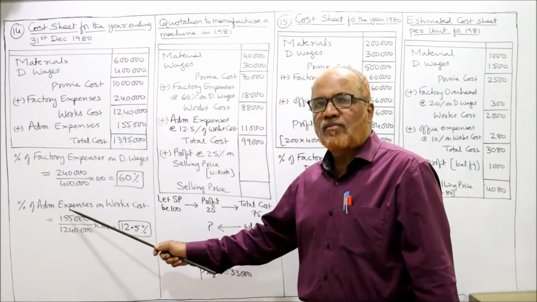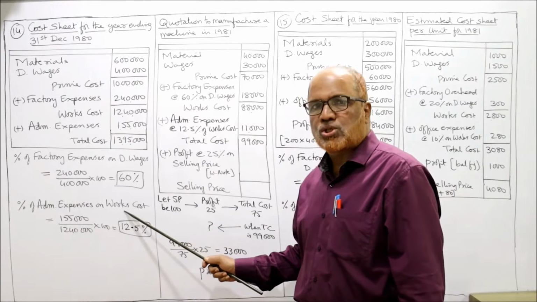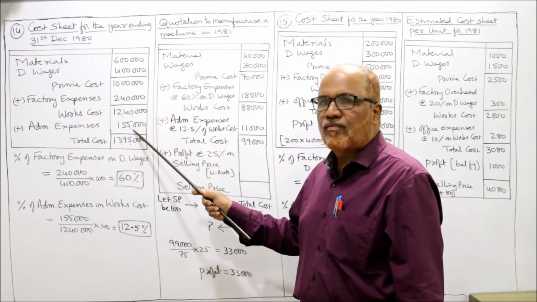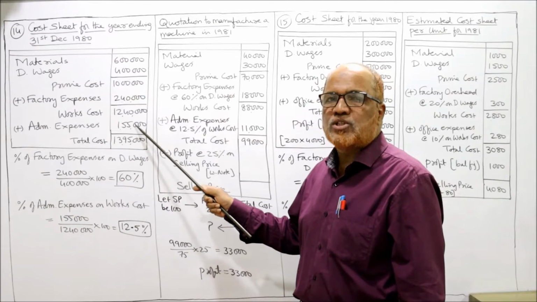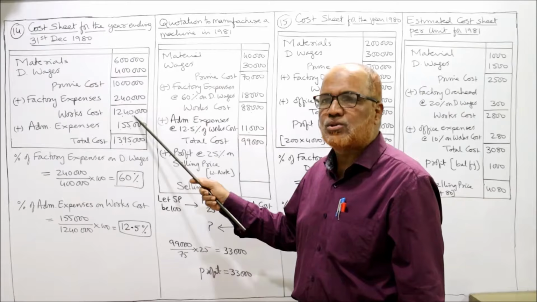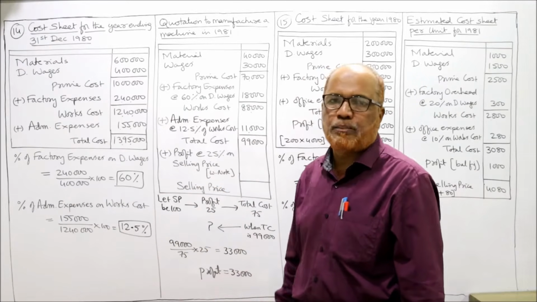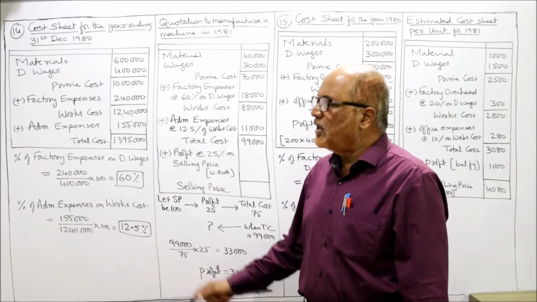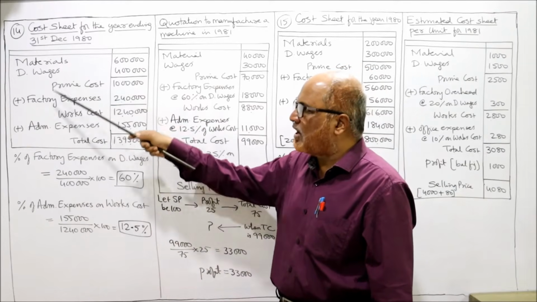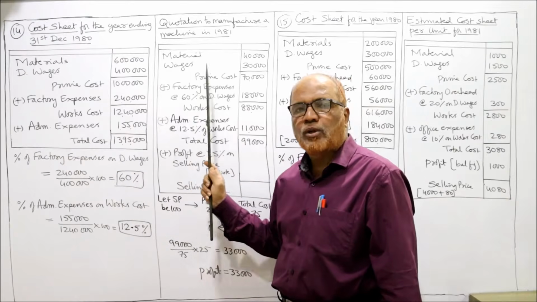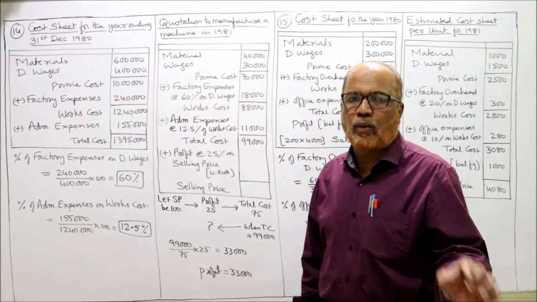Similarly, percentage of administration expenses on works cost. How much are the administration expenses? 1,55,000. How much works cost? 12,40,000. So 1,55,000 divided by 12,40,000 into 100, 12.5%. That's all. So in order to calculate these two percentages, we have prepared the cost sheet. Now we come to the current year 1981.